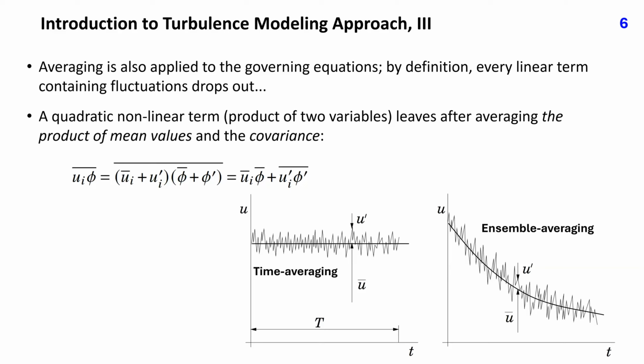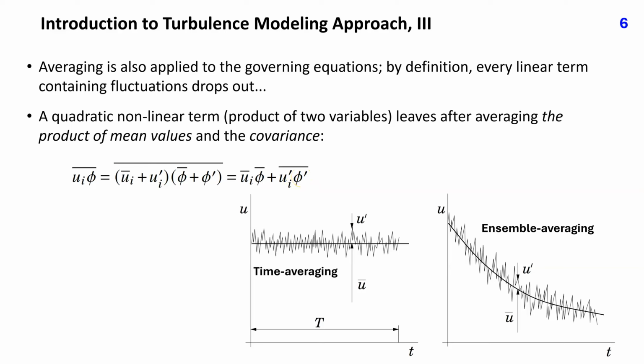Averaging is applied not only to individual variables, but also to the governing equations. By definition, every linear term containing fluctuations drops out of the equation. Terms containing products of variables, like the quadratic nonlinear convection term, leave after averaging the product of mean values and the covariance, that is, the average of the product of two fluctuations.